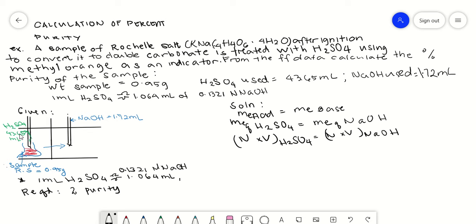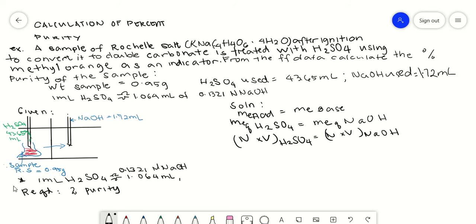However, the endpoint is overrun. So you need to back titrate it with sodium hydroxide. That is why there is a volume here of 1.72, since this was overstepped. Okay, so you need to back titrate it with sodium hydroxide in order to get the desired endpoint. So 1.72 is the volume for sodium hydroxide.